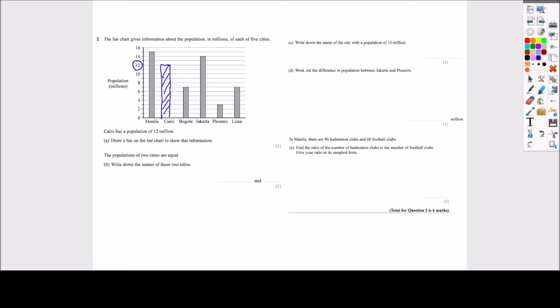Right, the population of 2 cities are equal. Which 2 cities are these? So look for the 2 bars that have got the same height. Well, it's that one and that one. They've got the same height. So the 2 cities are Bogota and Lima.